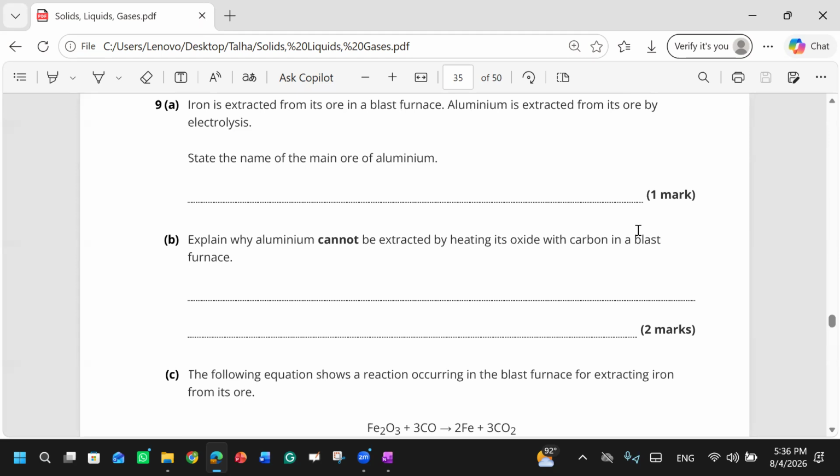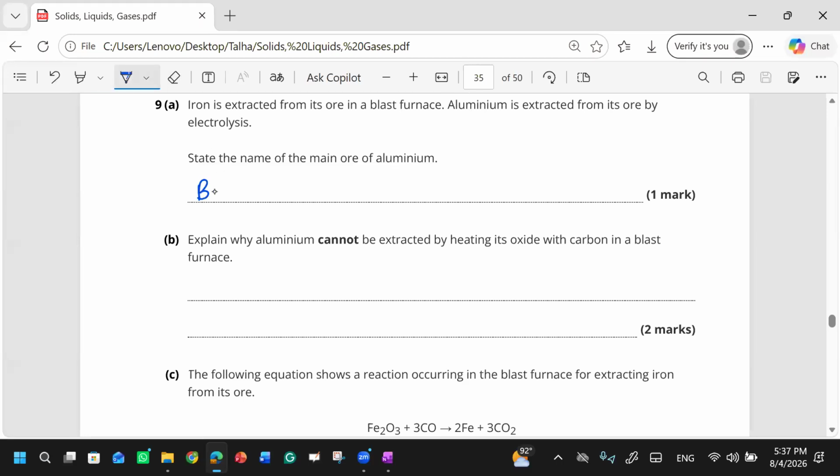Aluminum is extracted from its ore by electrolysis. State the name of the main ore of aluminum. I don't think we have done this. The ore, do you know about the iron ore? No. Okay, this is bauxite. The ore of aluminum is bauxite. I think it is mentioned in your book, I don't remember where, but the name of the ore of aluminum is bauxite.